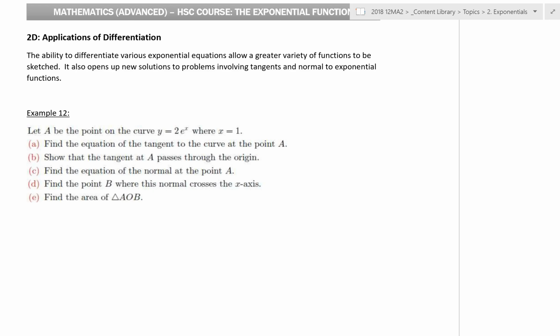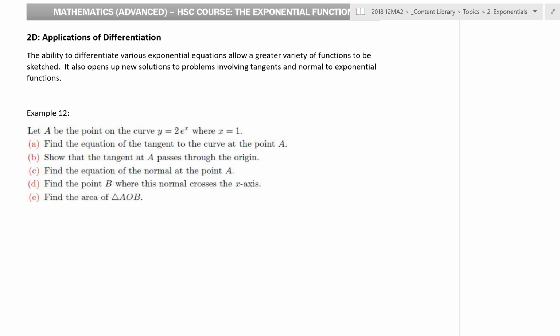Righty, Year 12, we're back. We are looking at some applications of the differentiation of exponential functions here. Now that we can differentiate these things, we can do all sorts of things with normals and tangents and sketching and whatever else. These become fairly involved problems, so I'm going to have to split this into two videos. They'll both be reasonably long, I imagine. Nonetheless, let's get straight into it.